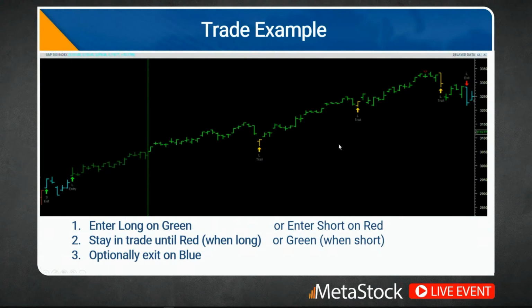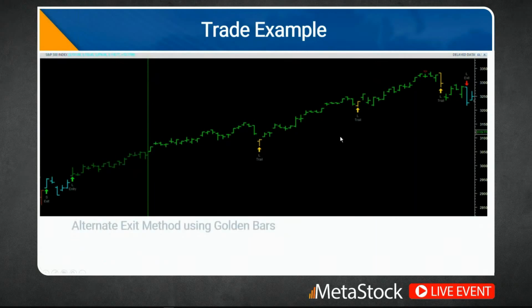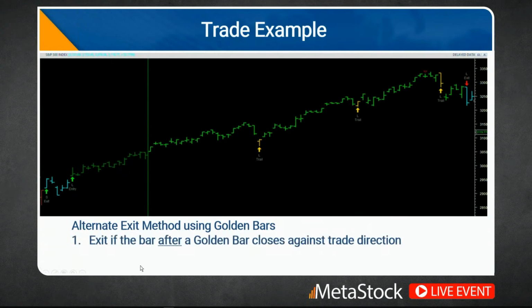Okay, pretty cool. It gets as simple as that if you want to trade it that way. Now here's an alternate method that I like to use using these golden bars. With the golden bars, instead of waiting for blue, we're going to exit by looking at the bar that follows the golden bar. And if it closes against our direction, we're out.